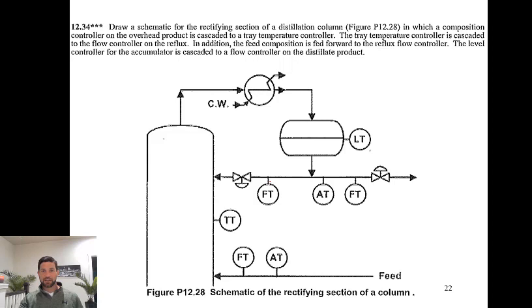Okay, so that's going to do it for today. Next time, we're going to go through a variety of examples to incorporate feed-forward, cascade, and ratio control schemes into feedback control schemes. We'll also discuss the effect of different types of feed-forward elements on the way processes respond. So we'll see you next time.